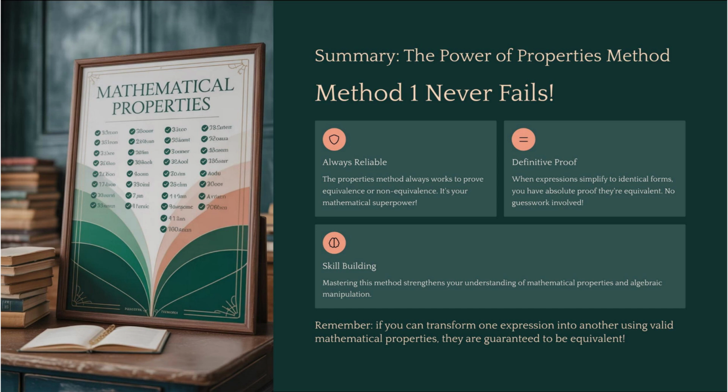Let's summarize the properties method. This method is superior because it provides a complete proof of equivalence. If you can simplify both expressions down to the exact same form, you've proven that they will have the same value for every number possible. It takes more work than substitution, but the conclusion is certain. This relies on your mastery of combining like terms and the distributive property.